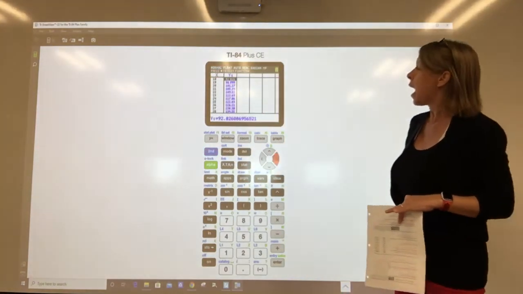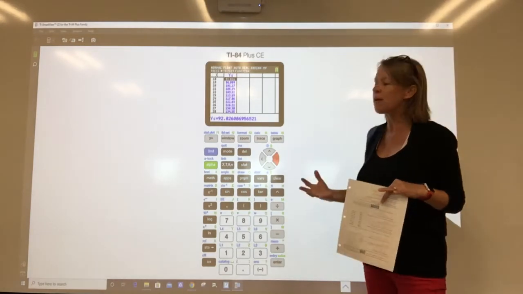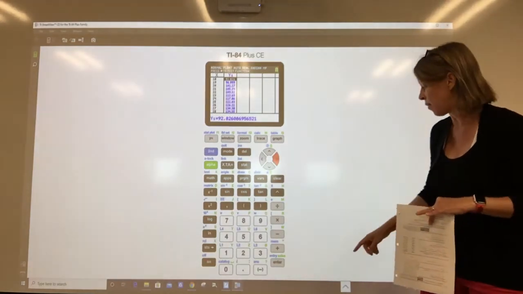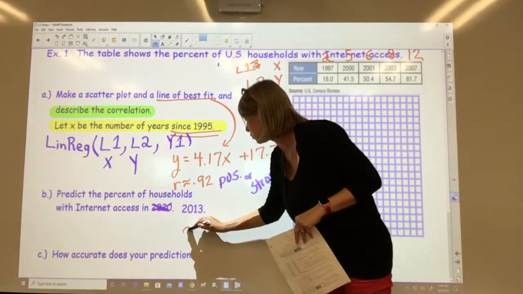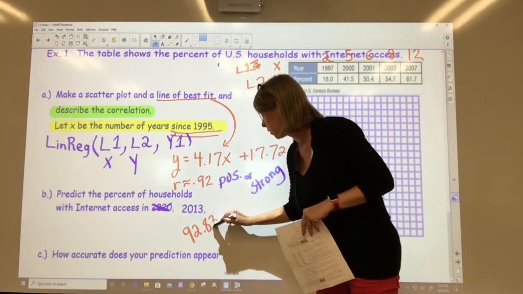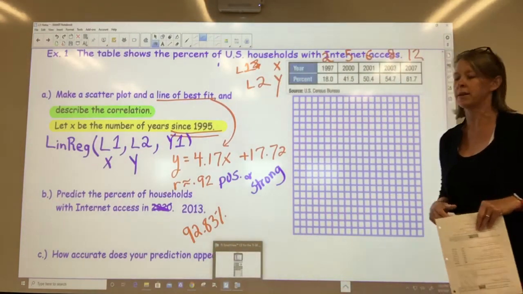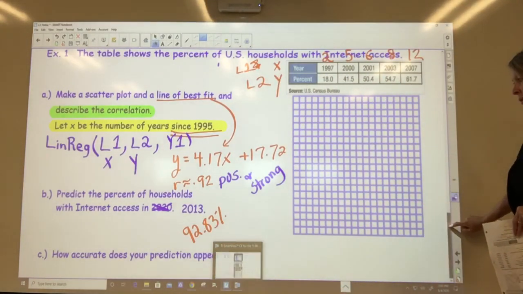We're looking at about 92.83% of households had internet access in the year 2013, okay?